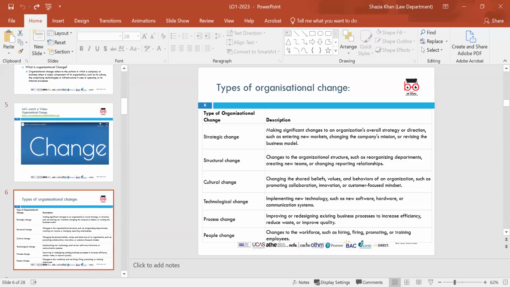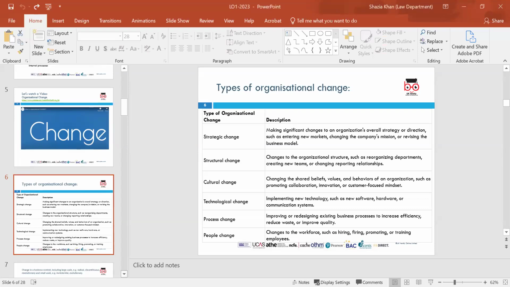When we look at organizational change, there are different types of organizational change. You have strategic change, which includes changes in business policies, structure, or any sort of processes. You have structural change, which includes shifts in management, the hierarchy, the teams. It could be responsibilities of different departments changing, change of command, or job structures changing. So there are different elements of that.